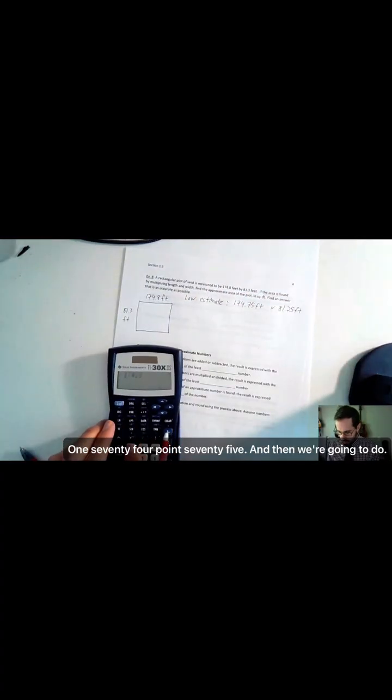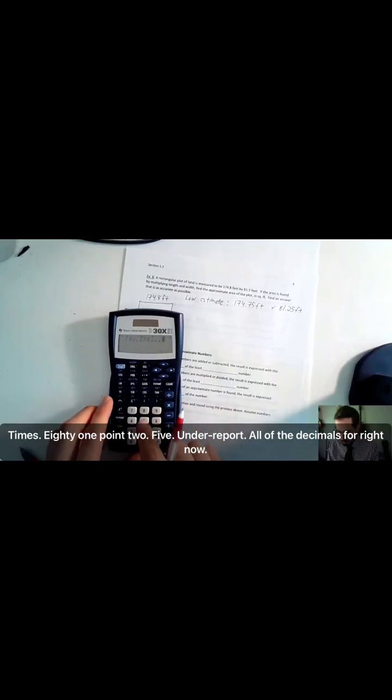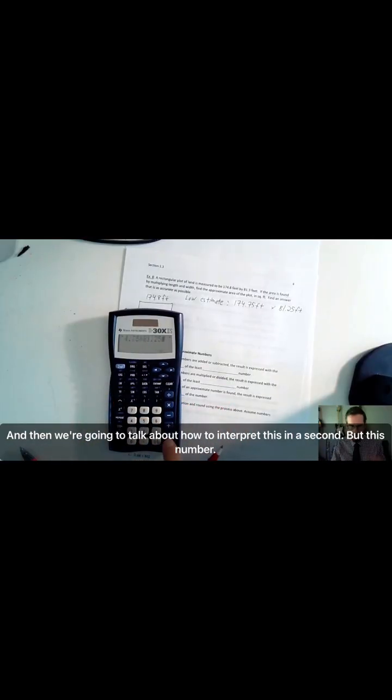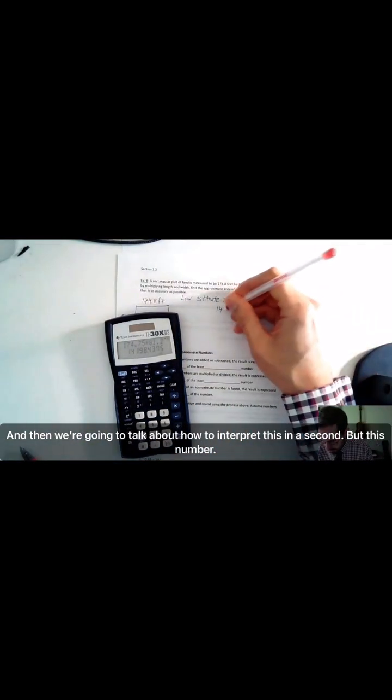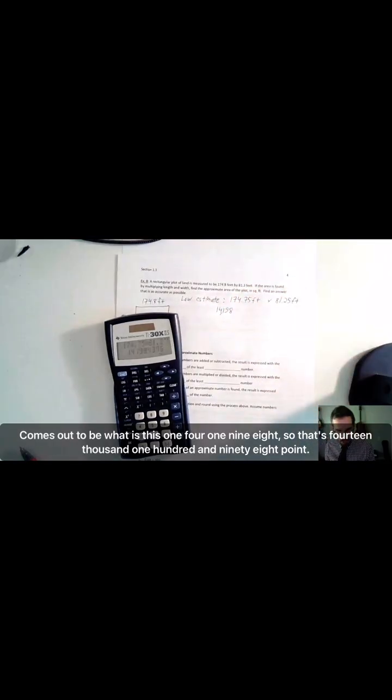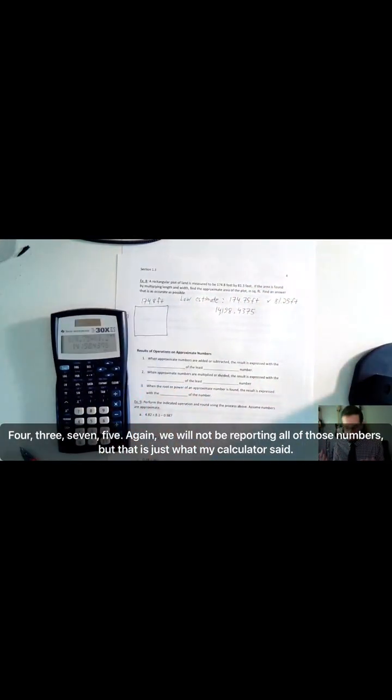Well, if we find the area by multiplying length times width, let's go ahead and, got my fancy calculator, we'll do the same thing. 174.75, and then we're going to do times 81.25. I'm going to report all the decimals for right now, and then we're going to talk about how to interpret this in a second. But this number comes out to be 14,198.4375. Again, we will not be reporting all of those numbers, but that is just what my calculator said.